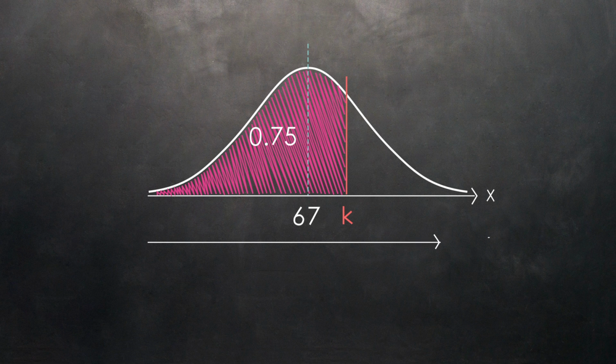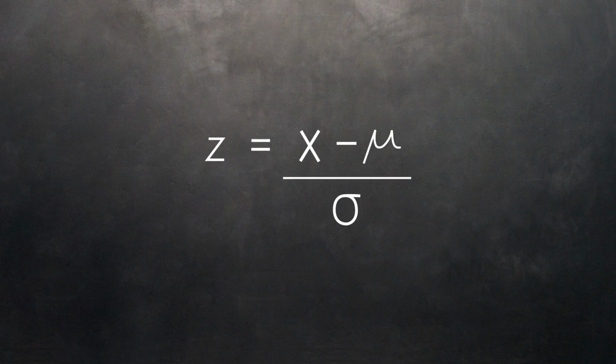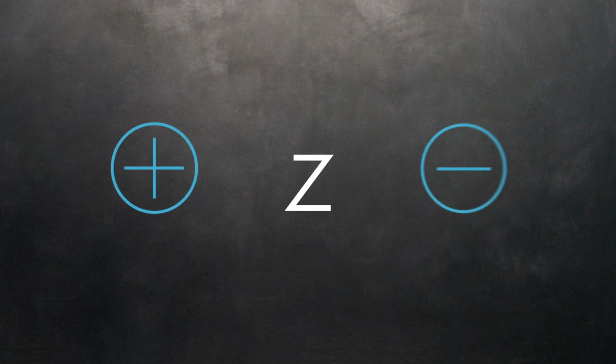In order to calculate k, we first need to determine the z-score that has an area of 0.75 to the left. This is illustrated by the same diagram with a different scale. Then we can use the z-value formula along with the mean and standard deviation to solve for the x value, k. First, let's find the z-score. There are two different z-tables that can be used depending on your course. A cumulative table that shows both positive and negative z-values, or a one-sided z-table that only shows positive z-values.